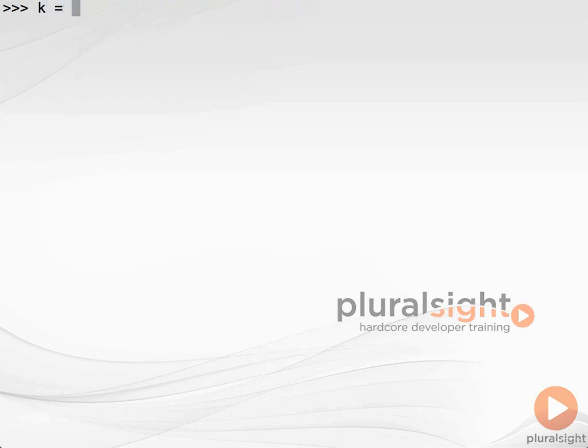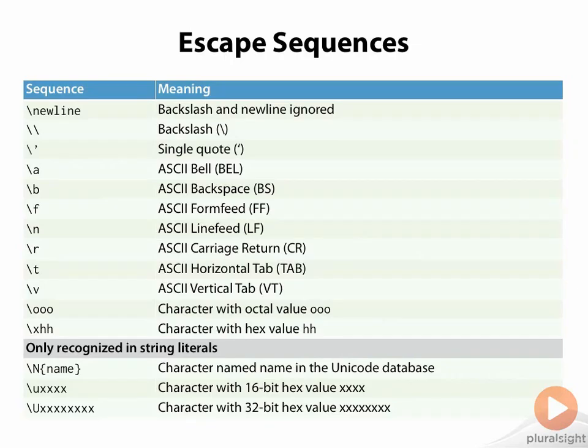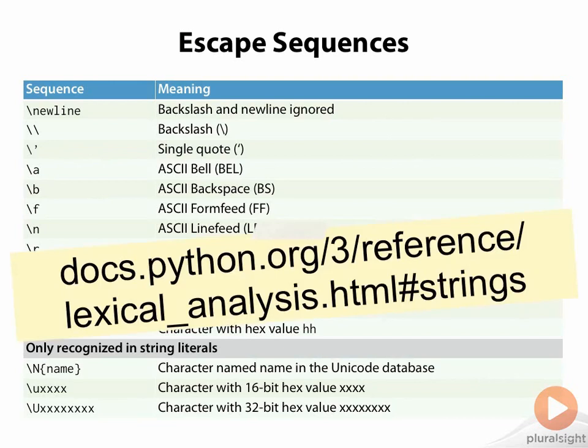Because the backslash has special meaning, to place a backslash in a string, we escape the backslash with itself. To reassure ourselves that there really is only one backslash in that string, we can print it. You can read more about escape sequences in the Python documentation at python.org.